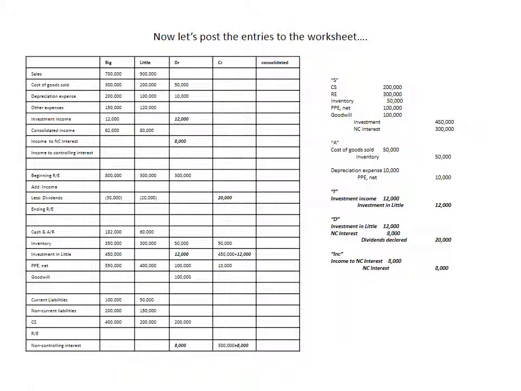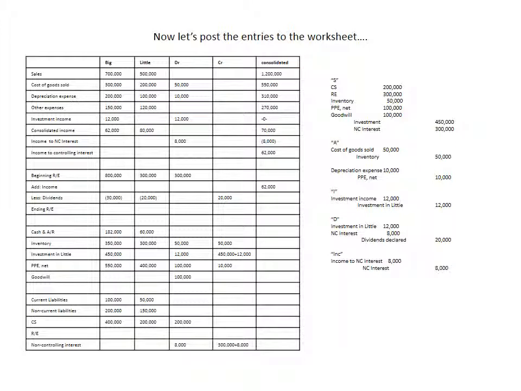And then finally, we post the I, the D, and the Inc entries. Again, putting the debits in the debit column and the credits in the credit column. And as always, I need to caution you on the differences between investment income versus investment in Little, and the difference between income to the non-controlling interest and non-controlling interest. Again, you need to keep track of which one you're dealing with for each entry.